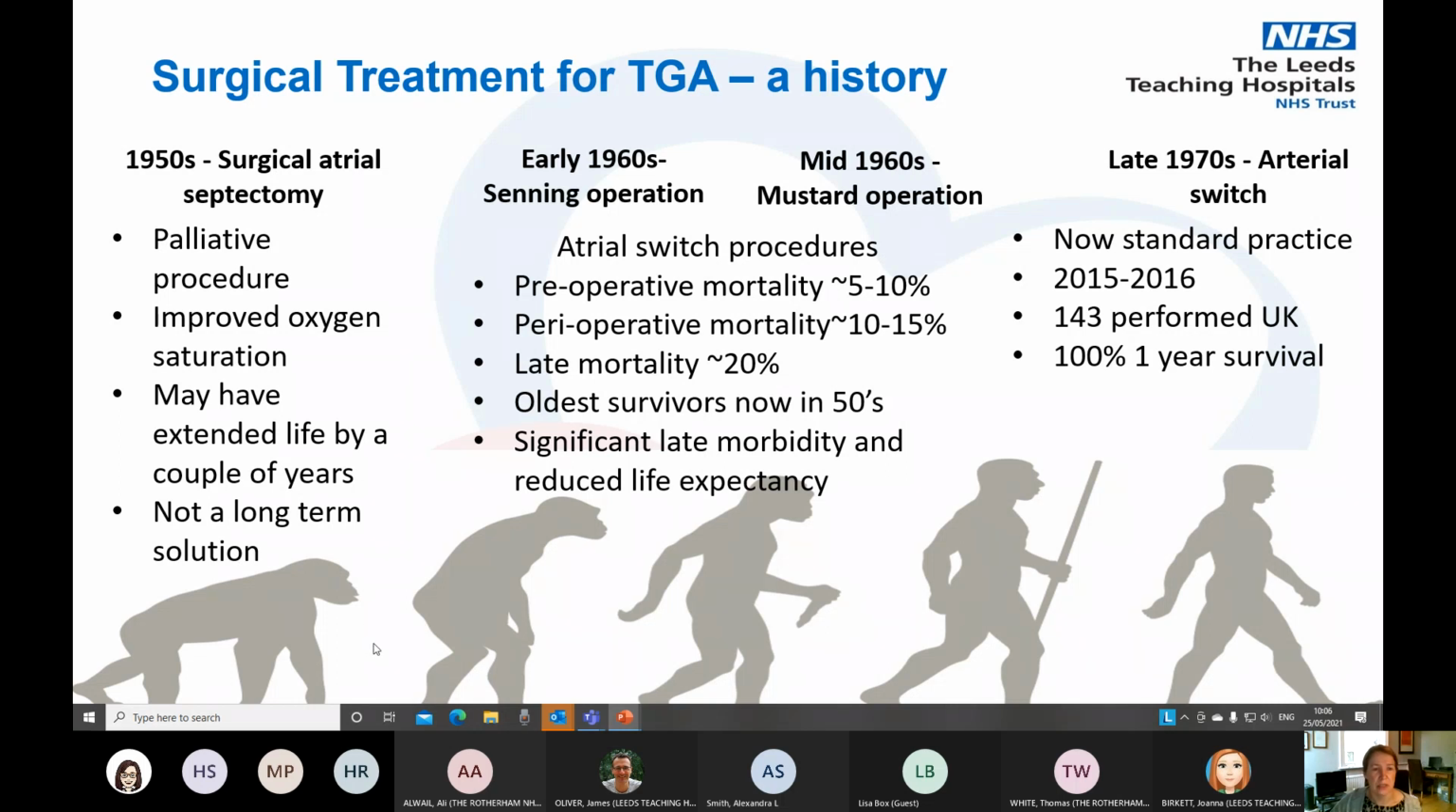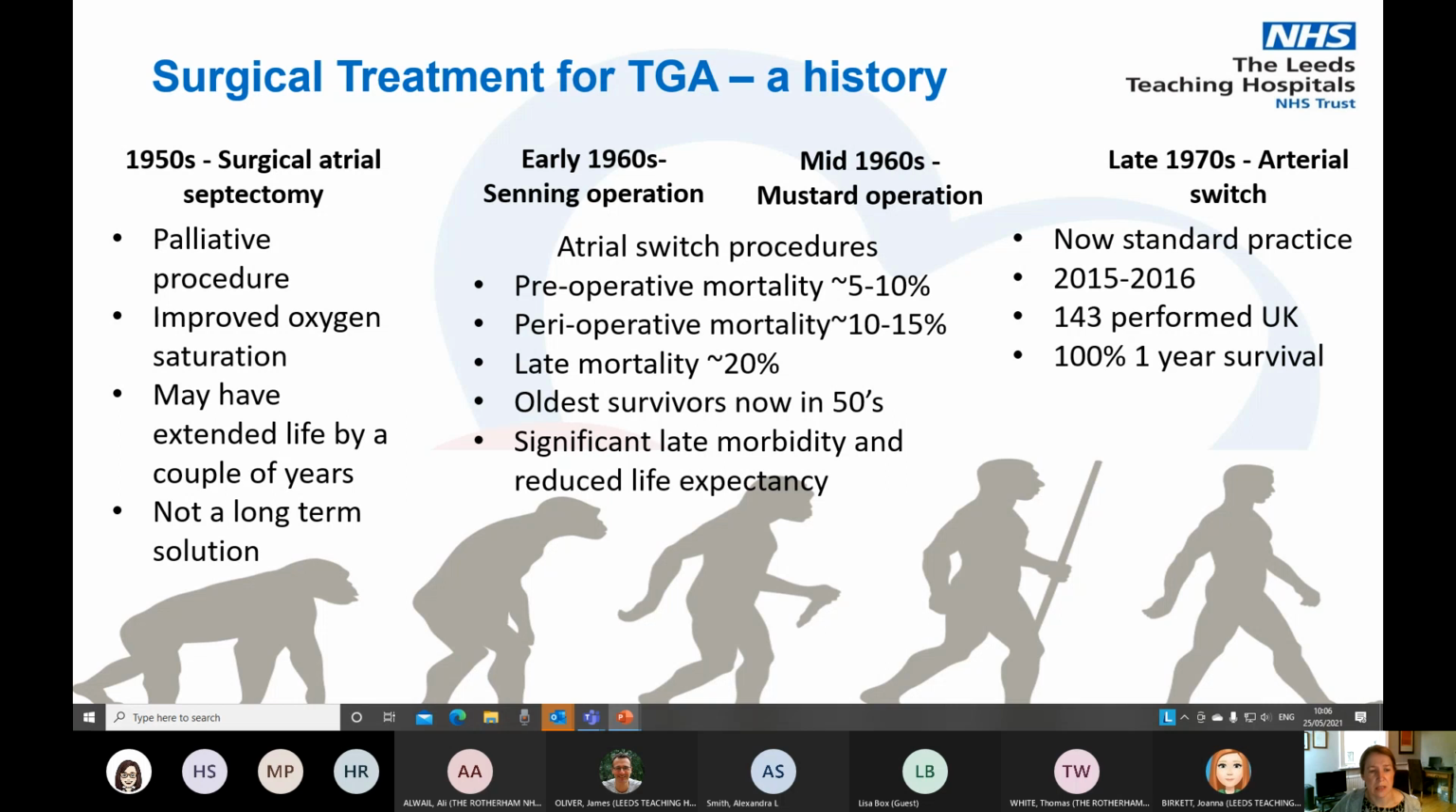So if we start in the 1950s, this is really at the start of interventional cardiac surgery. So 1952 was the first atrial septal defect repair, and that predates any kind of CABG or valve replacement. So the first treatment for transposition was surgical atrial septectomy. So this was performed in the 1950s and is a palliative procedure essentially, which allowed deoxygenated and oxygenated blood to mix at atrial level, so that the blood that was going out to the aorta was not as deoxygenated, so it wasn't as blue as it would have been had there been a proper atrial septum.